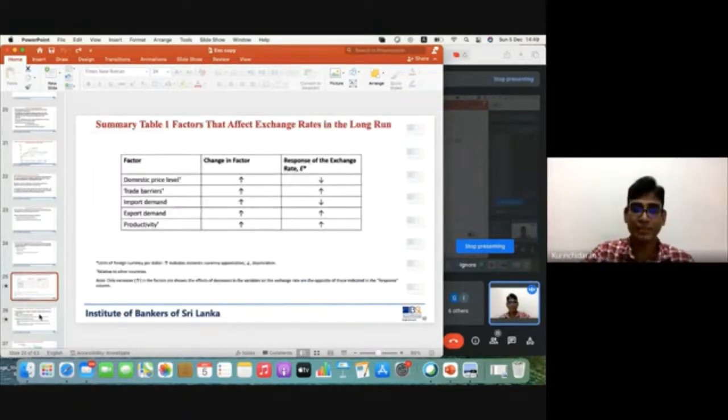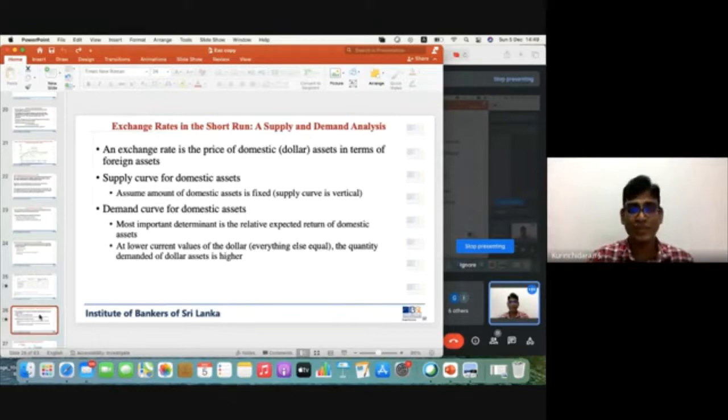But short run, what will happen to exchange rate in short run? That is basically a foreign exchange market phenomenon. What's happening in the supply and demand in foreign exchange market? That is a short run analysis. So now in a short run, how is exchange rate determined? The exchange rate is determined based on the price of domestic assets in terms of foreign assets, right? It's based on the demand and supply between domestic assets and foreign assets.